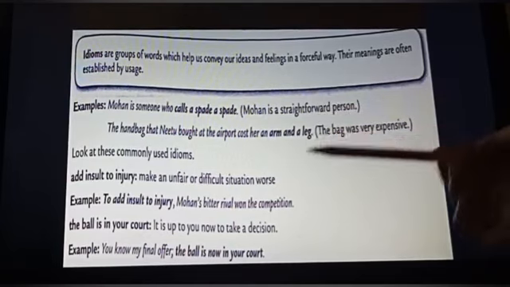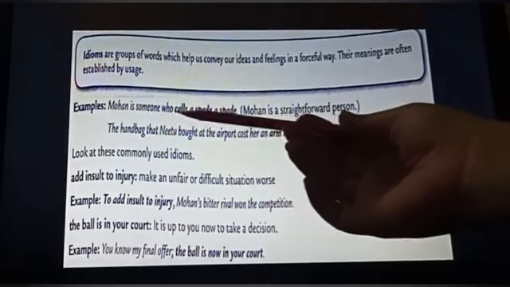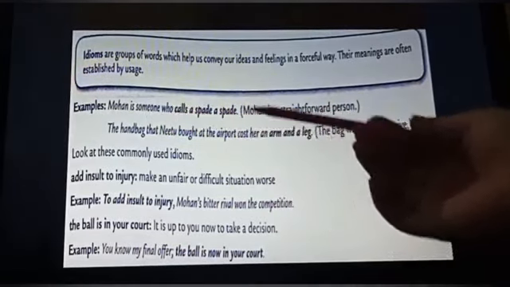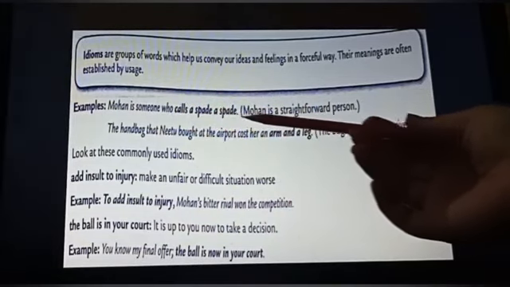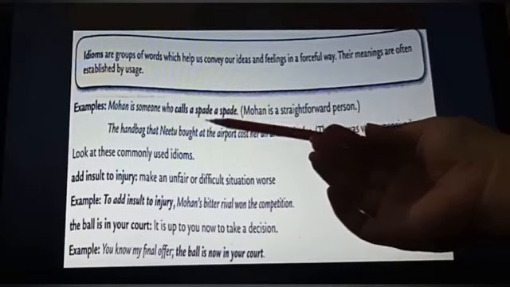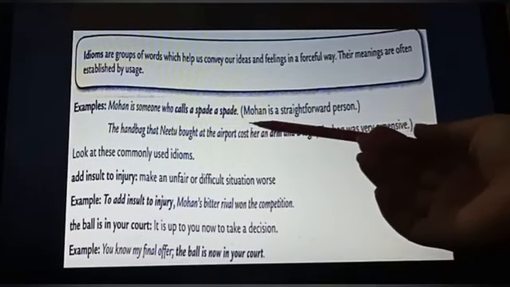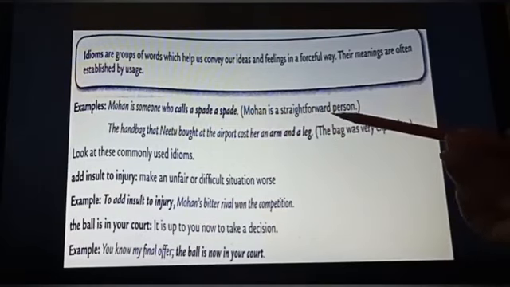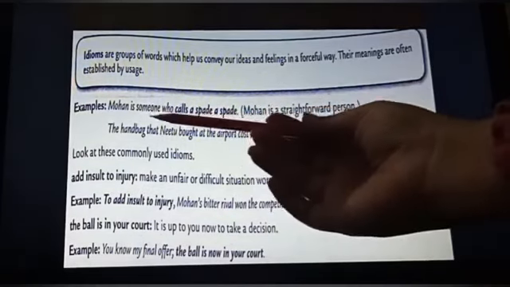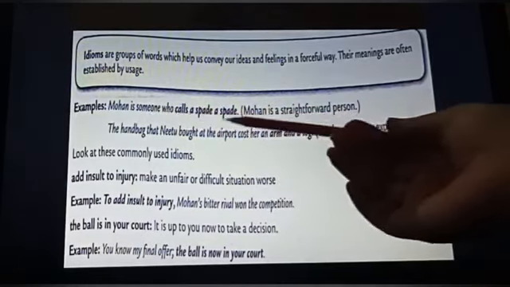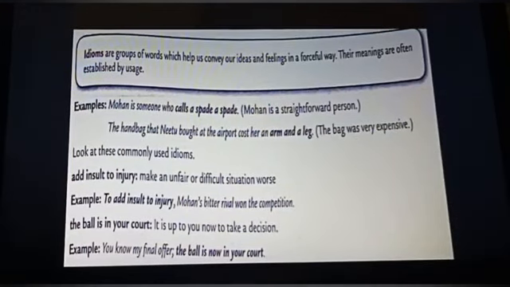Just see here, Mohan is someone who calls a spade a spade. The bold letters are the idiom, calls a spade a spade. It means Mohan is a straightforward person. So if we say this sentence like this, Mohan is someone who calls a spade a spade, you are conveying your ideas more clearly.